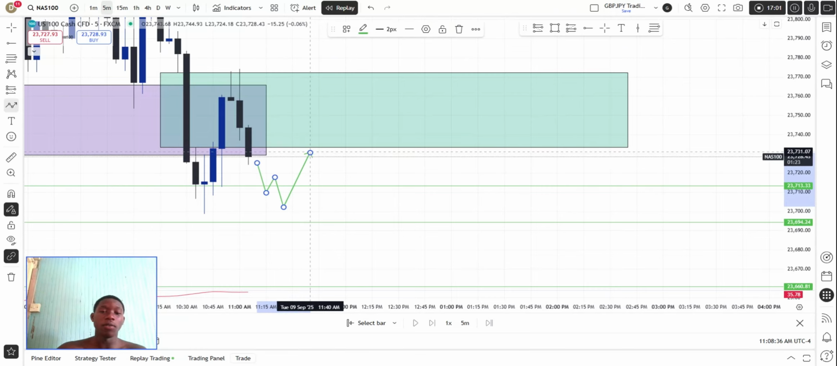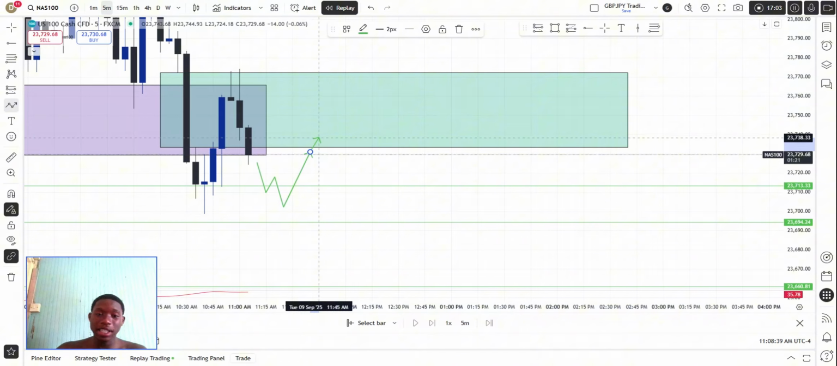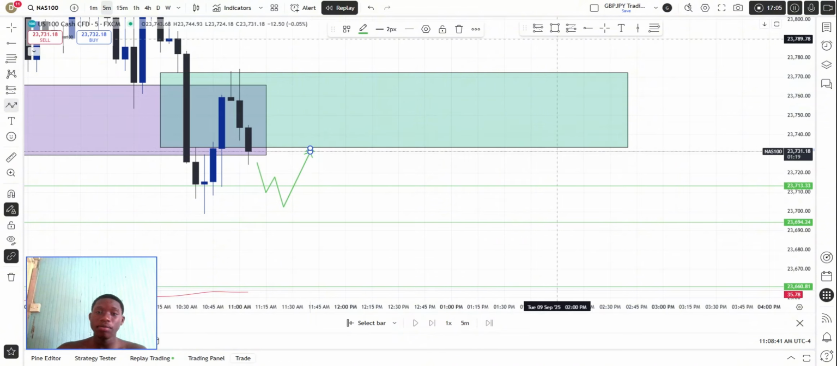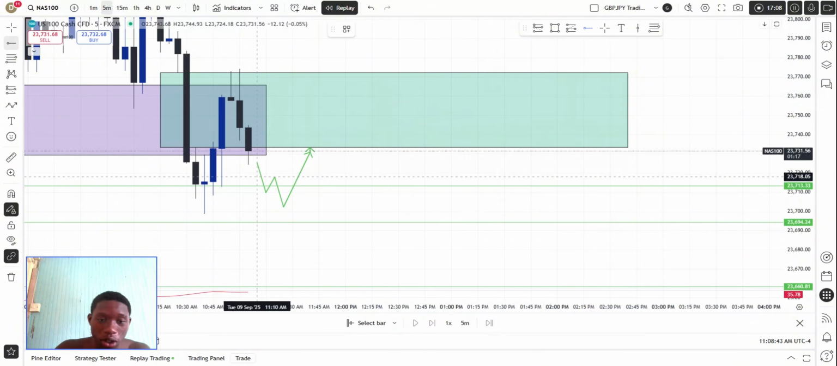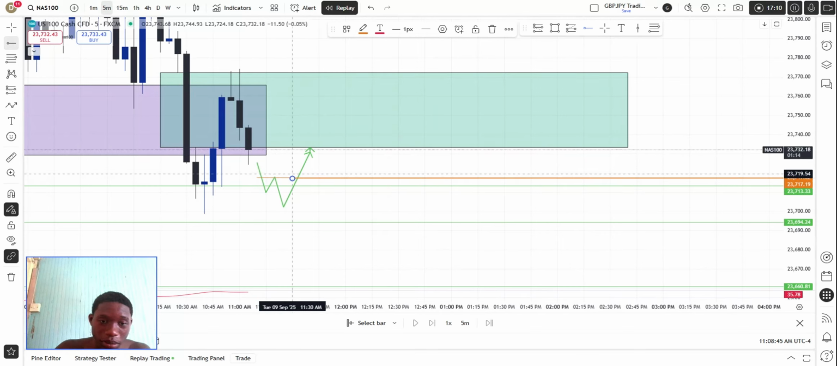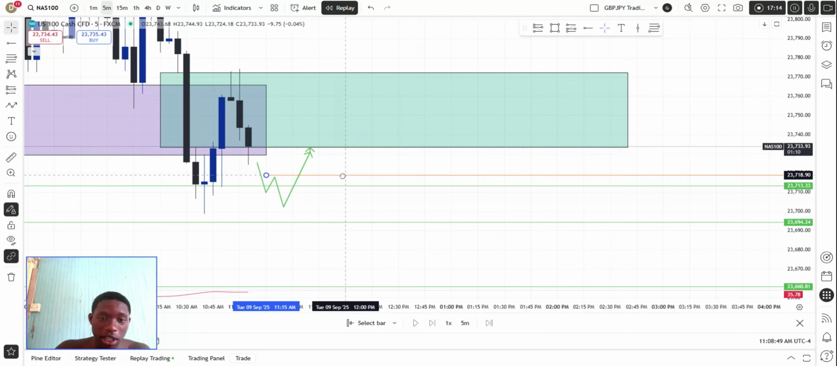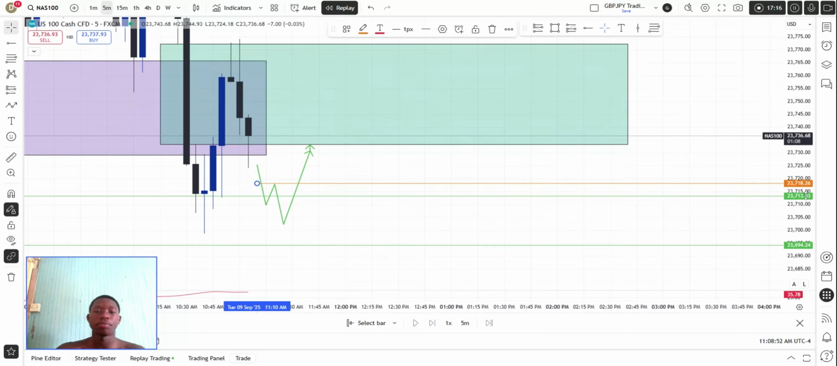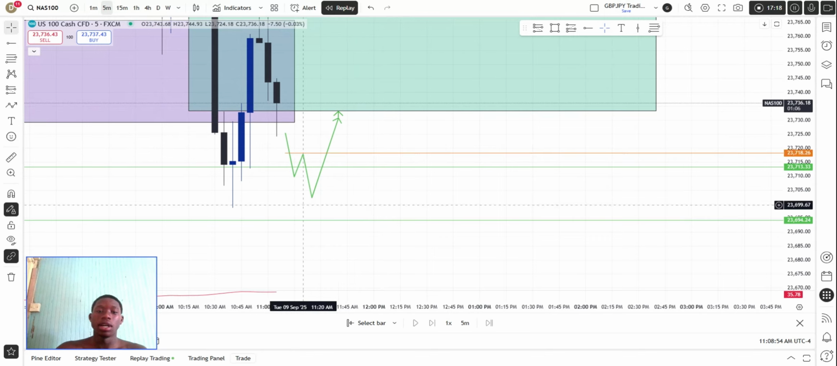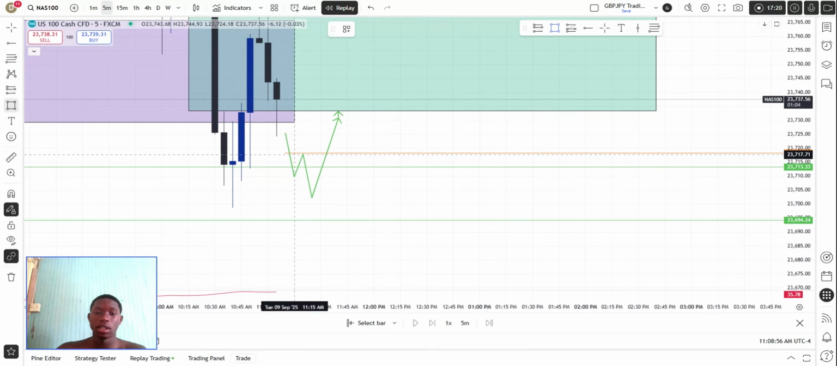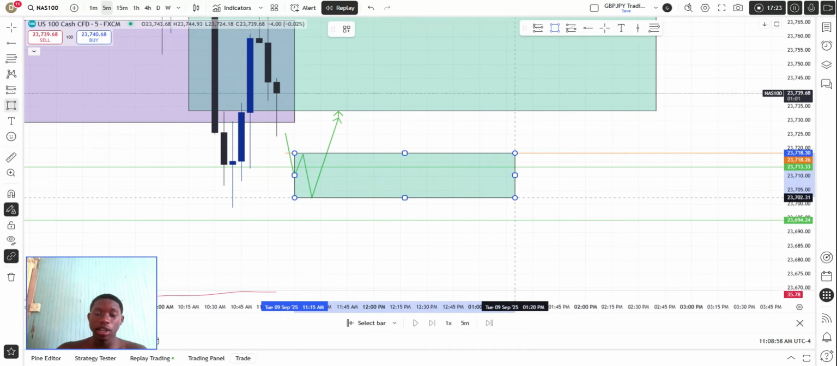That's what we're looking for. Why is that what we're looking for? We want a swing high to be close to right there. That would be a swing high or swing point, basically where liquidity is, right? And that would create an order block right there.